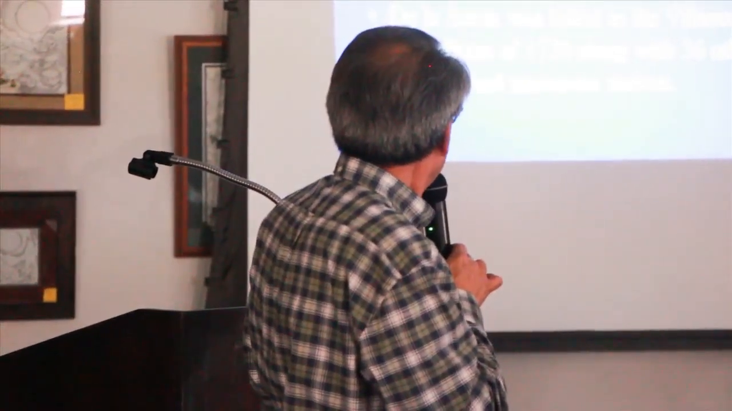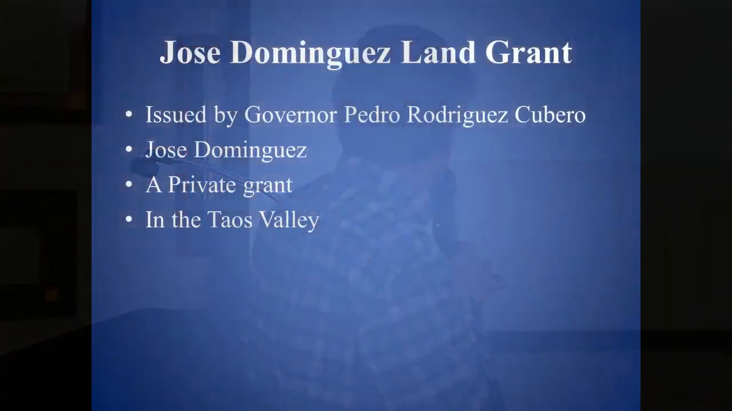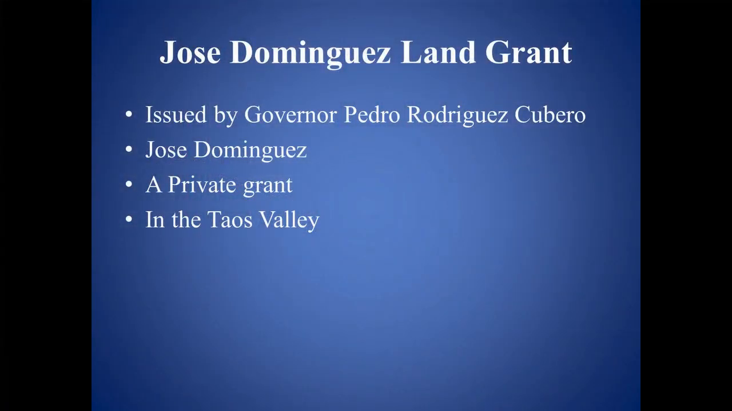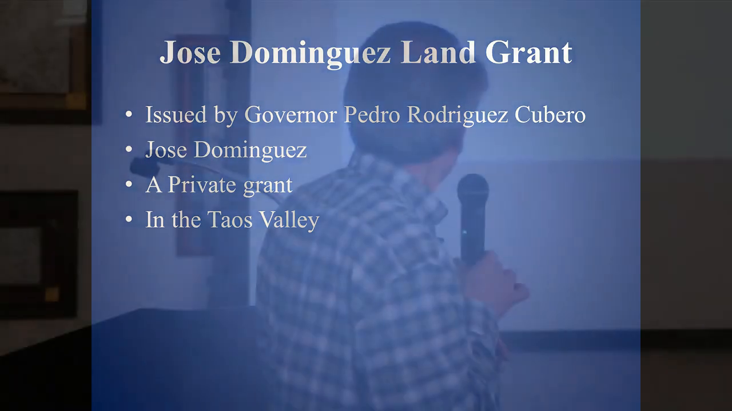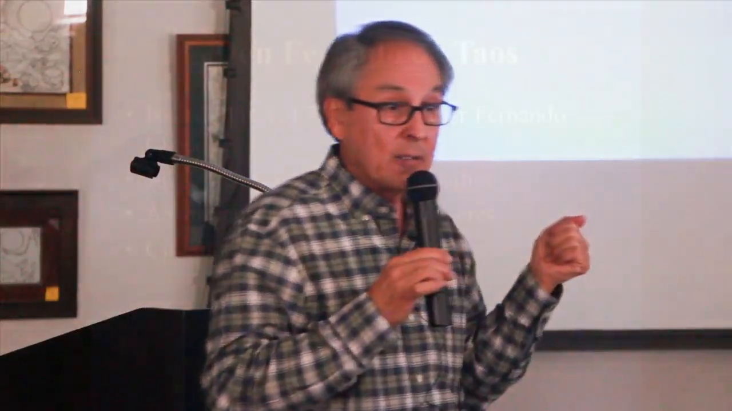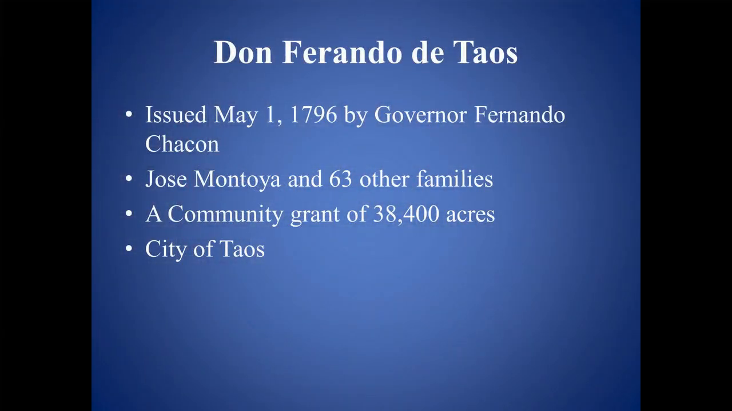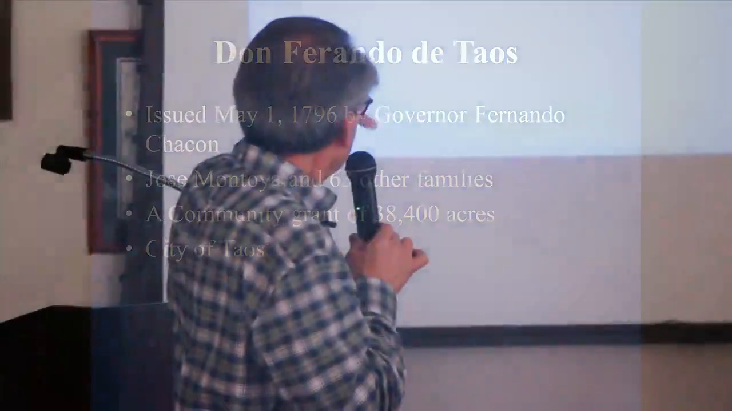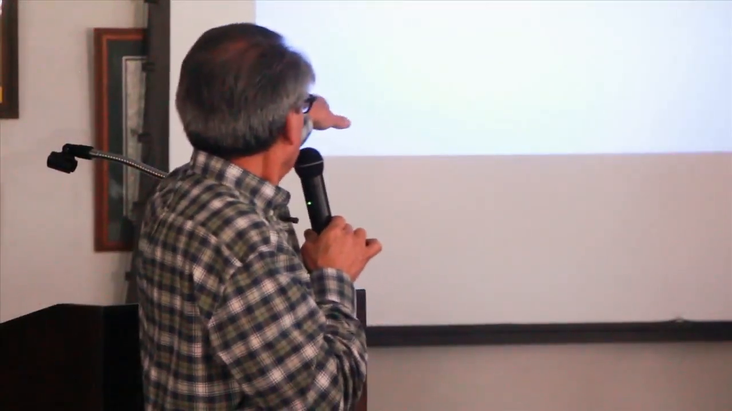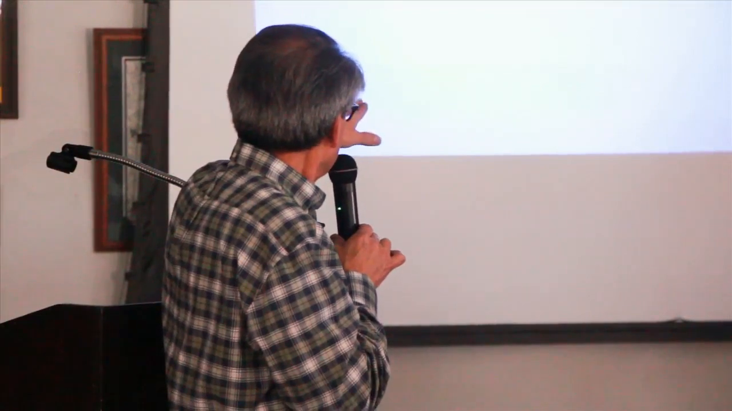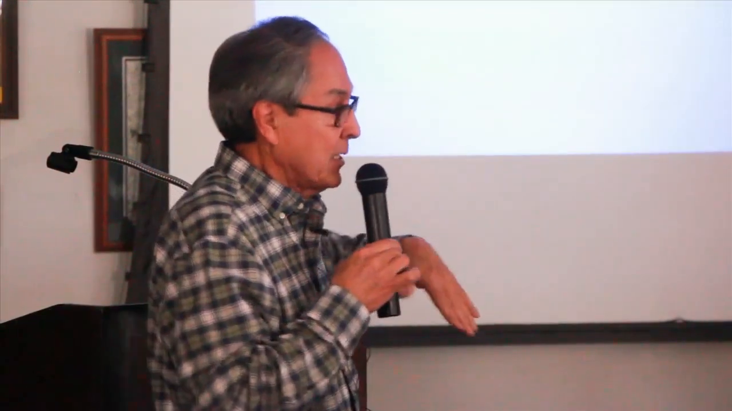Okay. The Jose Dominguez land grant, and this is another one, and you're going to find it in your map. So let's go through it. Okay, that's right. Now this is the Don Fernando de Taos. As you can see, it was issued in 1796. So Ranchos is already set up, but there were other people that wanted property. Whether it's the same grantees or settlers, we don't know. And where Taos proper is right now, that's part of the Don Fernando land grant. As you can see, the initial grantee was Jose Montoya and 63 other families. And this is where the city of Taos is.